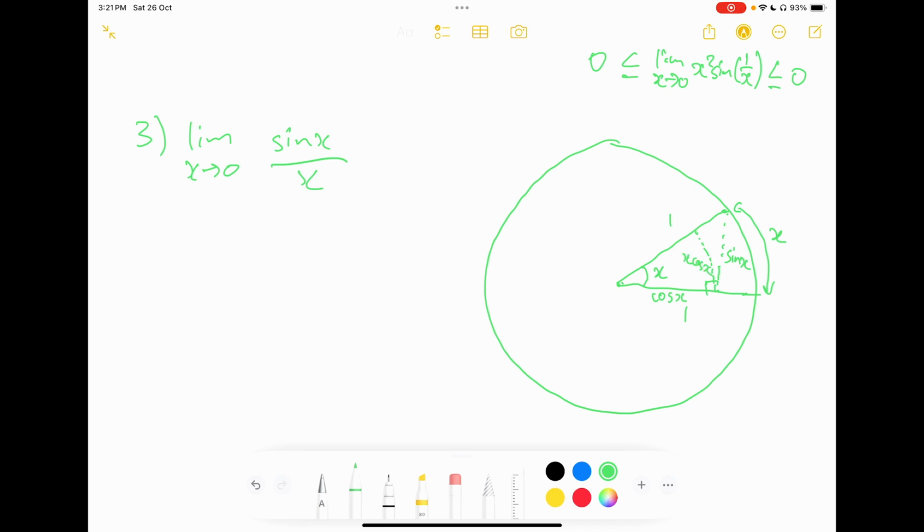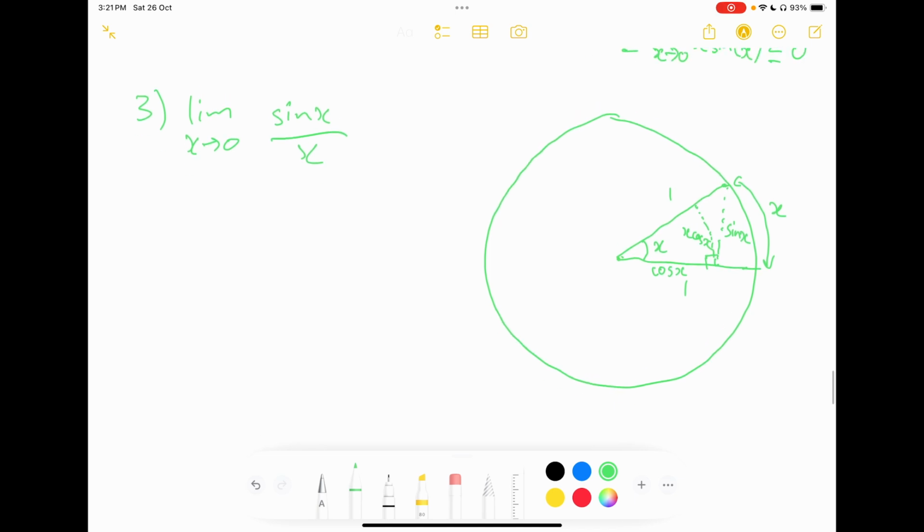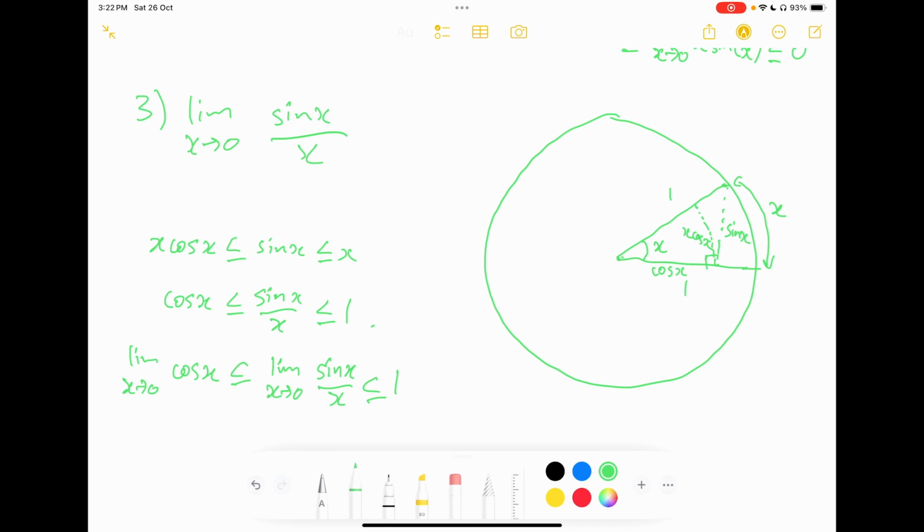So because sine is bound by these two arcs, we can use the following inequality. So x cosine x is less or equal to sine x, which is less or equal to x. And if we divide everything by x, we find our function of interest in the middle, right? So if we take the limit of all of these functions as x approaches 0, we find a very interesting result.